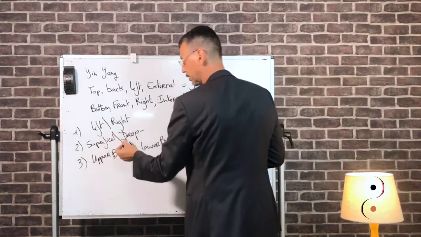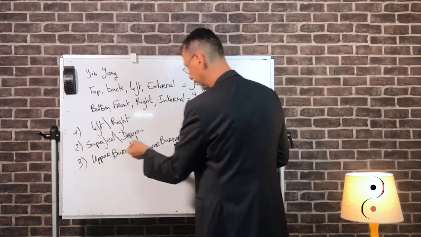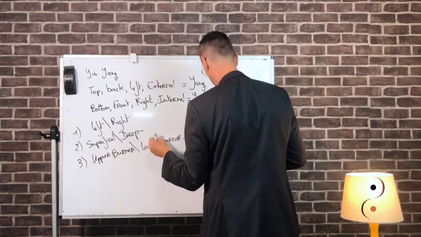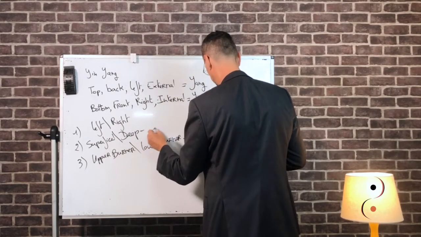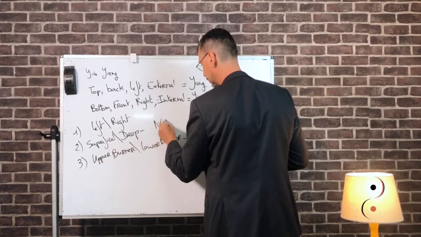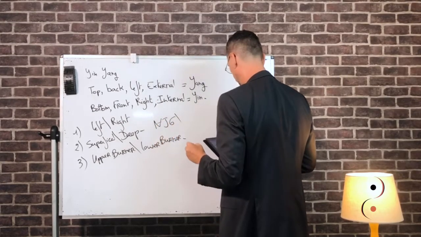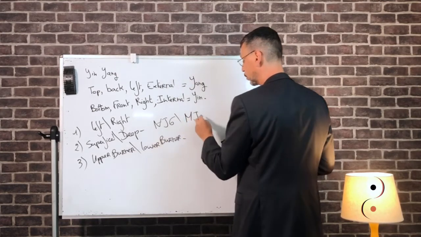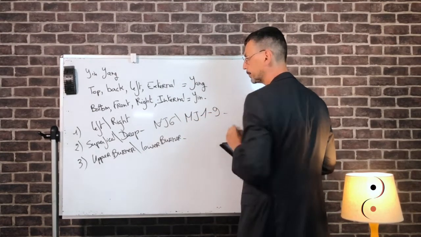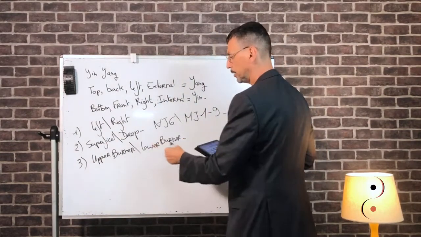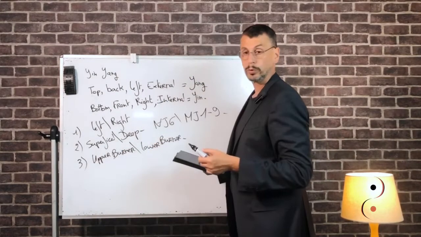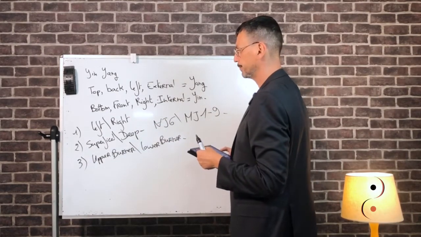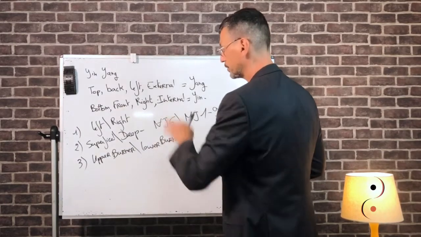The pulse of the surface and the deep pulse are described in the Nanjing, in the sixth difficulty of the Nanjing, so Nanjing 6, and in the Maijing, Book 1, Chapter 9. Concerning the upper burner and lower burner, I will tell you more about it when we discuss the three burners. So this is for the yin-yang.